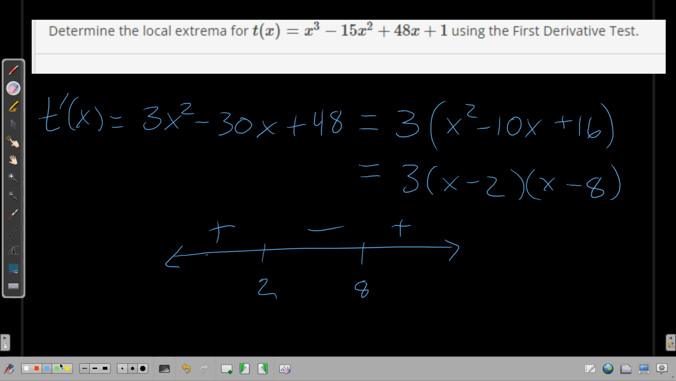And the consequence here is that t would be increasing and then decreasing and then increasing, and it makes a horizontal tangent at each of those, so it has a local maximum at 2 and a local minimum at 8.